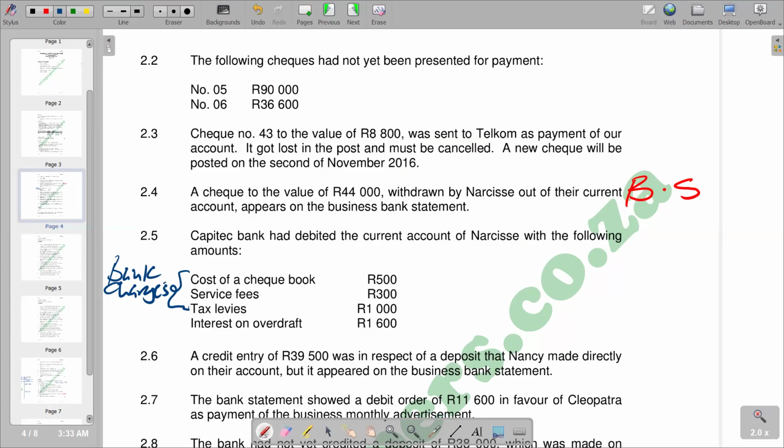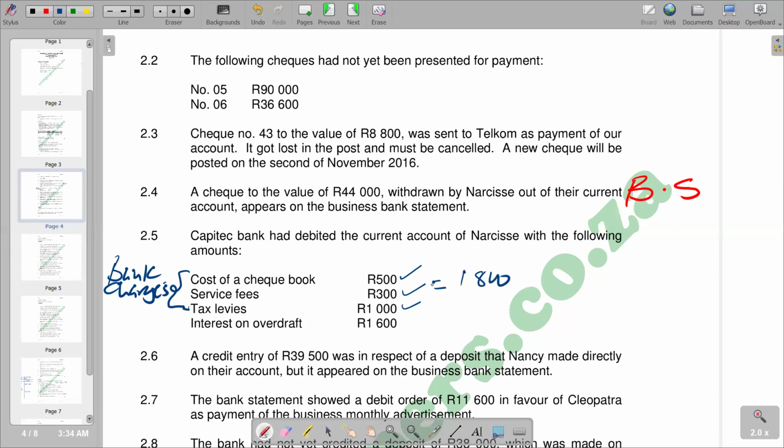So what we are going to do, remember, these are already appearing on the bank statement, so they are not going to affect the bank reconciliation statement, but in the cash book, they are not yet appearing. The business can only get to know about these bank charges when they get hold of the bank statement. So we are supposed to update them in the cash book. If you add 500 plus 300 plus 1,000, the total that you are supposed to get for bank charges is going to be 1,800.